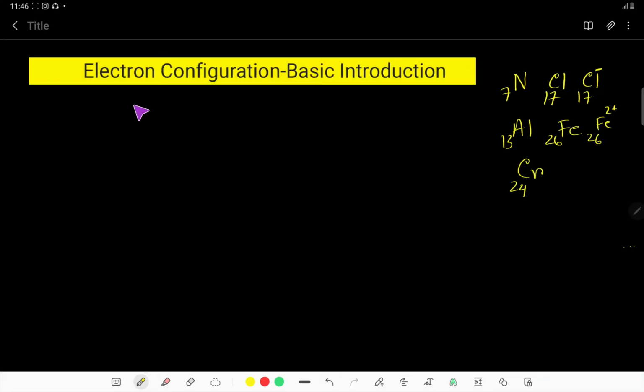In this video, I am going to give you a simple introduction on how to write the electron configuration of an element. So let me first discuss what is electron configuration. Electron configuration means the distribution of electrons of an atom in different sublevels or orbitals.